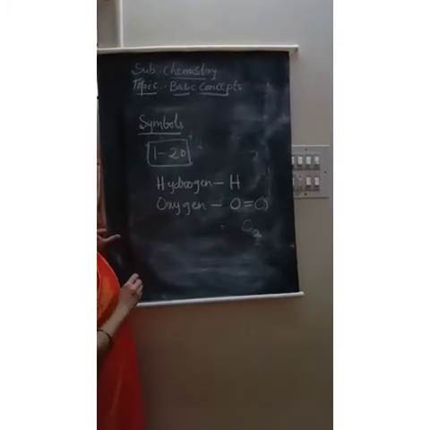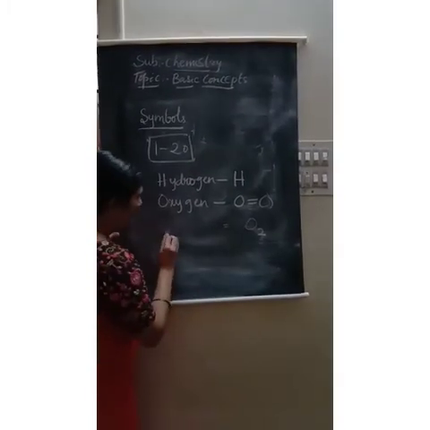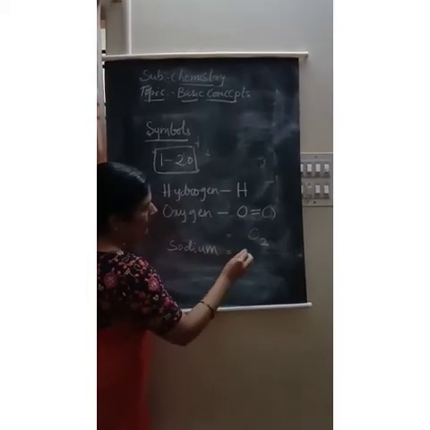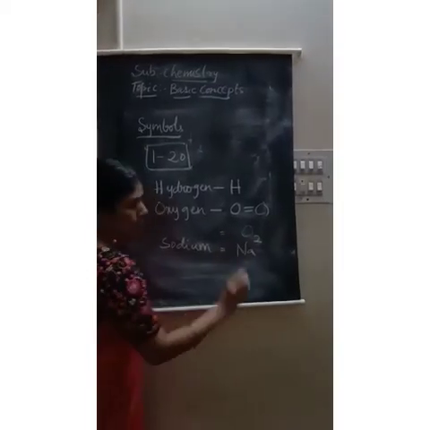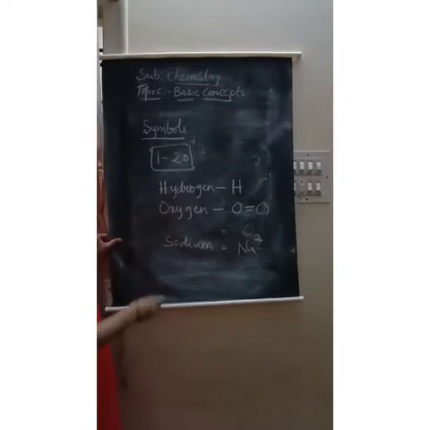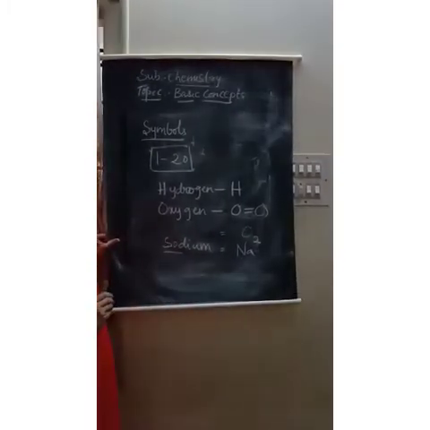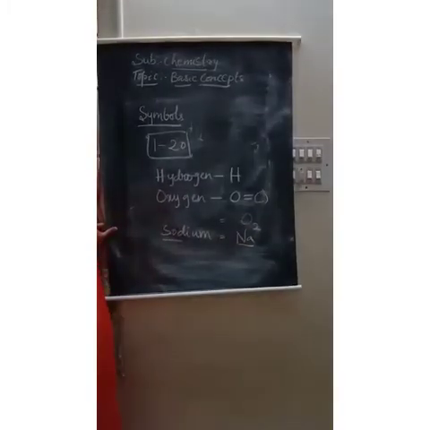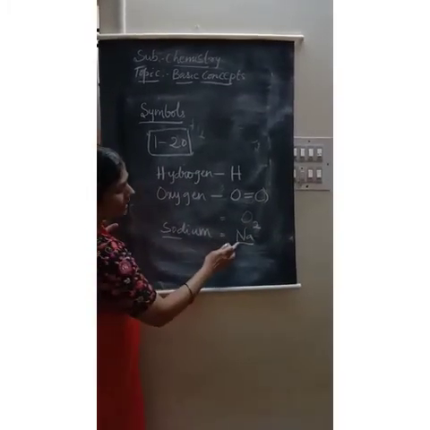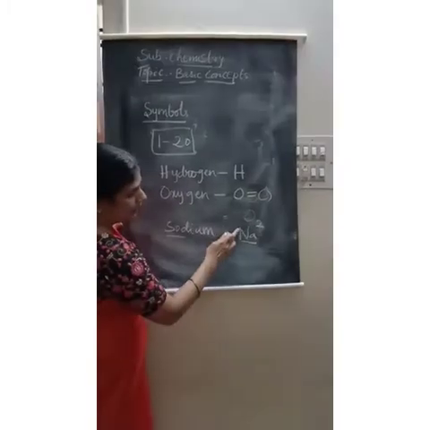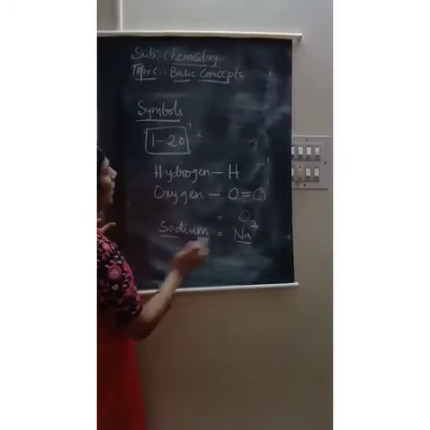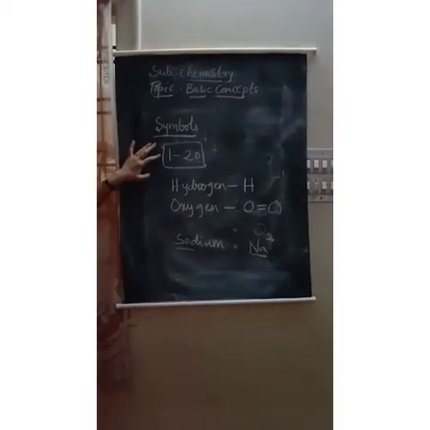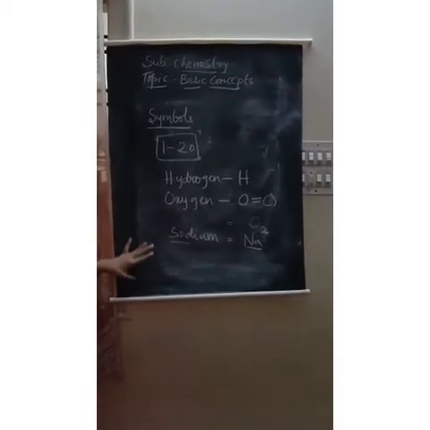Next one, you tell me any other example. Sodium. What is the symbol of sodium, children? Na. Ma'am, why Na, not So? Because in order to say the symbol, we are considering the Latin name. The Latin name of sodium is natrium. So we consider Na as the symbol of sodium. Like that, learn 1 to 20 elements and their symbols, children.